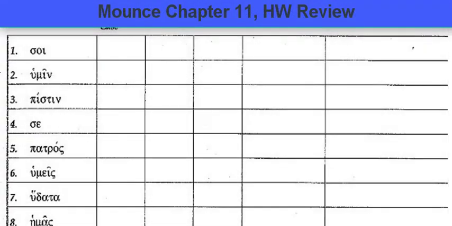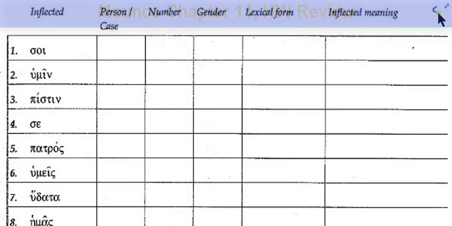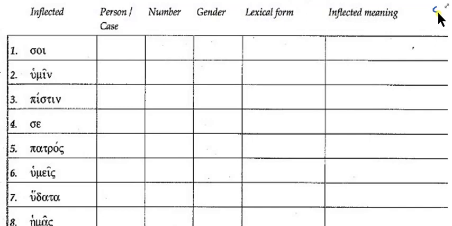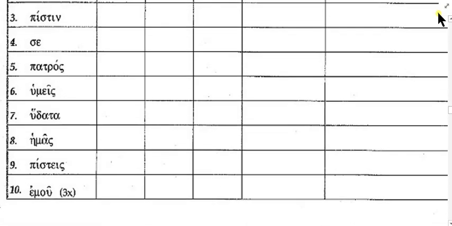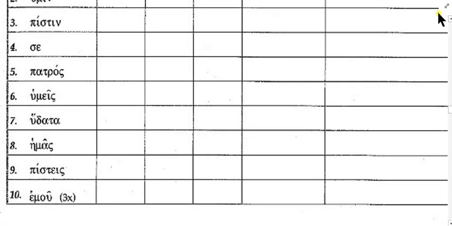Chapter 11. Questions on the parsing. Is this easy enough? Yeah? Okay. Three possibilities, eh? All right. So what are the possibilities here?